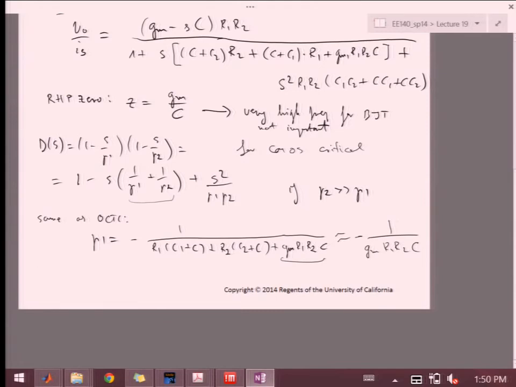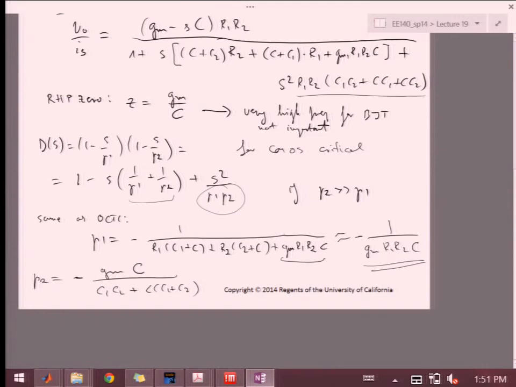If you take pole 1 to be this, then pole 2 we can derive from this piece over here, the term with s squared, which is now a product of P1 and P2. And P1 is just this. So then P2 will be minus gm C over C1 C2 plus C times (C1 plus C2).